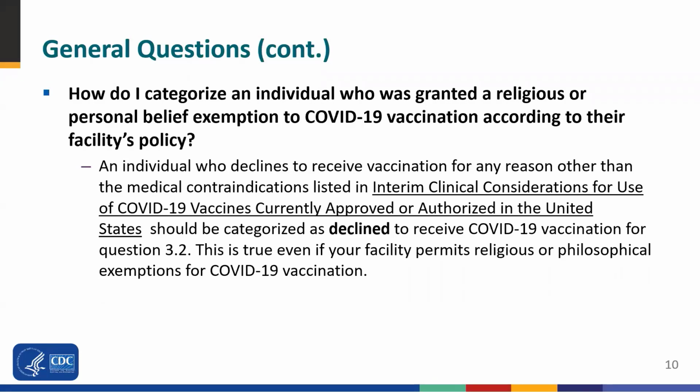Sometimes individuals are granted a religious or personal belief exemption to COVID-19 vaccination according to their facility's policy. Please note that an individual who declines to receive vaccination for any reason other than the medical contraindications listed in the CDC guidelines should be categorized as declined to receive COVID-19 vaccination for question 3.2. This is true even if your facility permits religious or philosophical exemptions for COVID-19 vaccination.